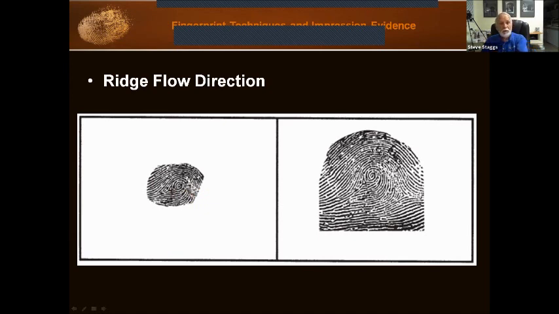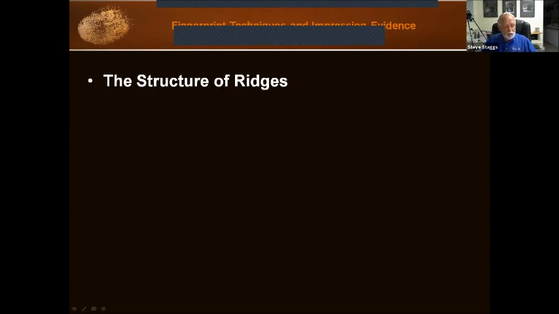So when we look at our known prints, do I have any whorls with inner tracings? Here's one. Now I can look at this one and exclude all the rest. Then we have the structure of ridges. So what we're doing now is we're looking at the third level detail, right?